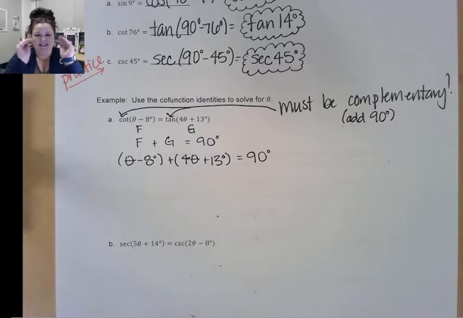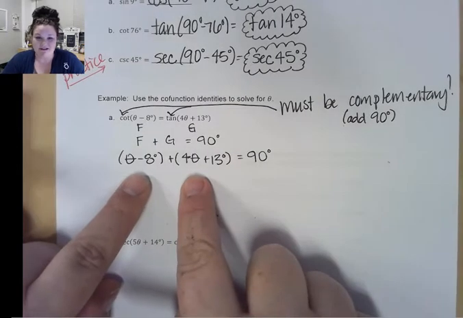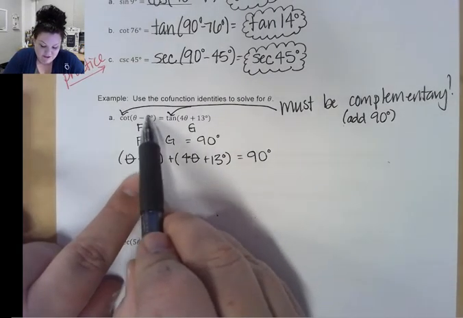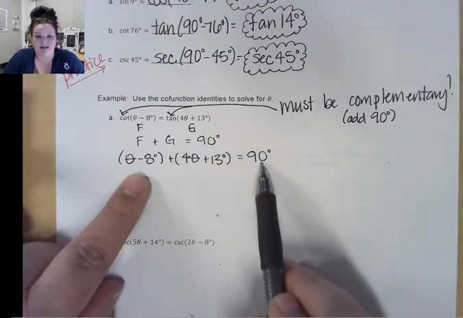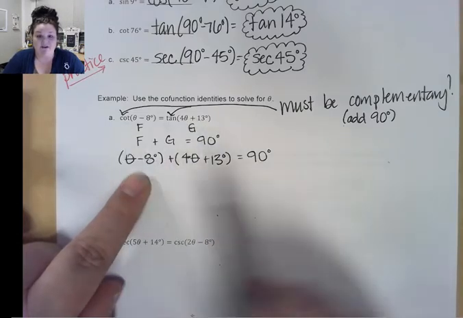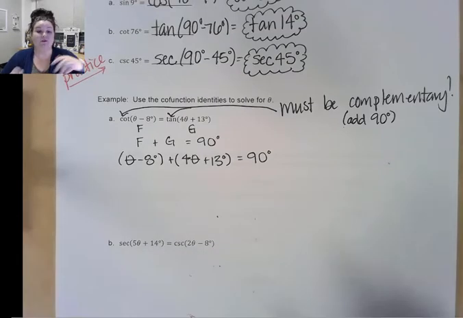So even though what's inside those trig functions is kind of ugly, it doesn't really matter, because whatever this measure is, when it's added to this measure, I know it has to be 90 degrees because I know that these two angles are complementary. Otherwise, this would not even be a true statement, right?